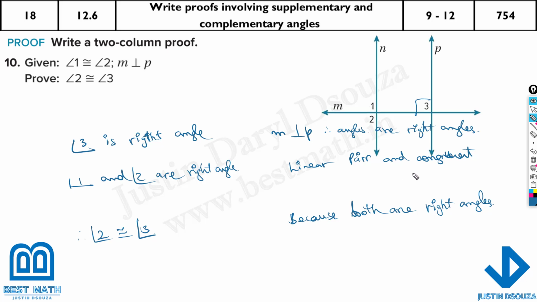90 degrees, 90 degrees. And then we can tell 2 and 3 are equal because we have told 3 is a right angle, 2 is also a right angle. So therefore 2 and 3 must be equal because they both are right angles.